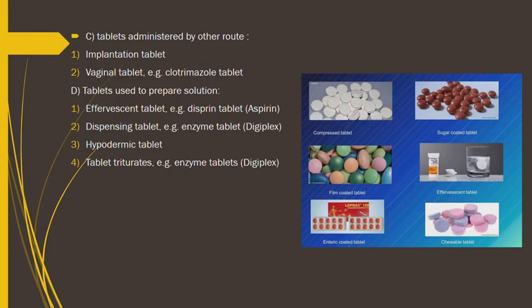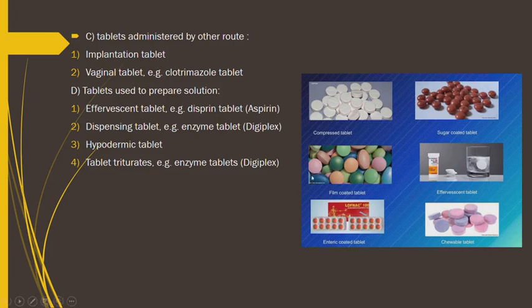First is effervescent tablets, example Disprin tablet which contains aspirin. Second is dispensing tablet, example enzyme tablet which contains digiplex. Third is hypodermic tablets, and fourth are tablet triturates, example enzyme tablets or digiplex tablets.